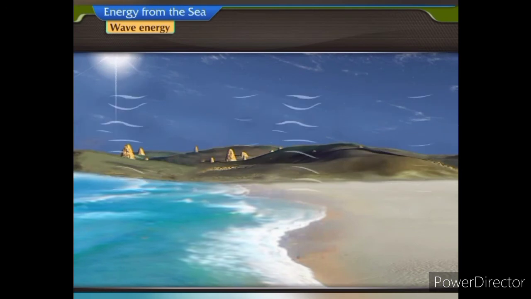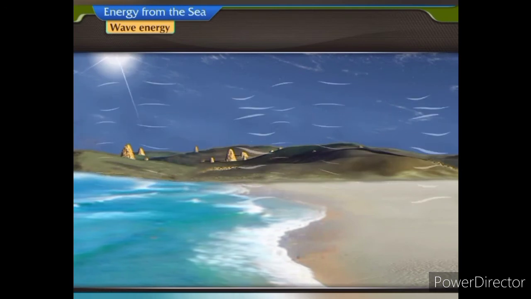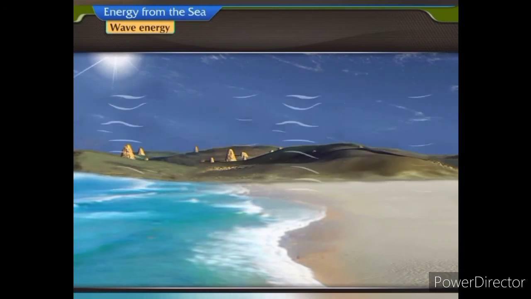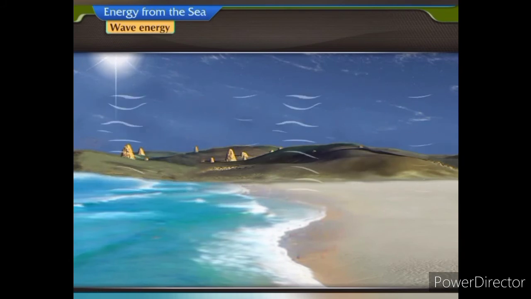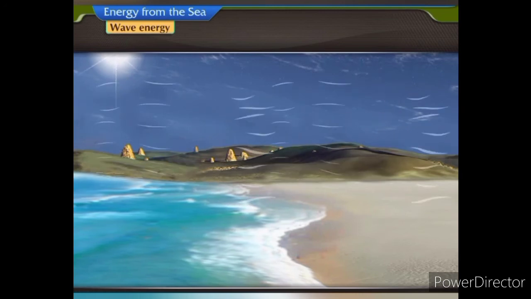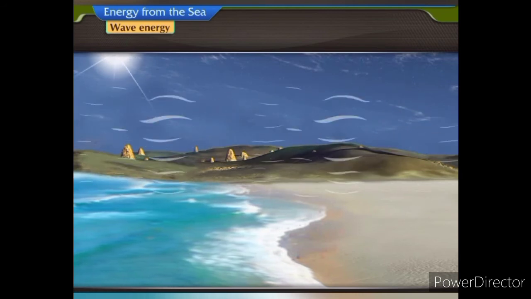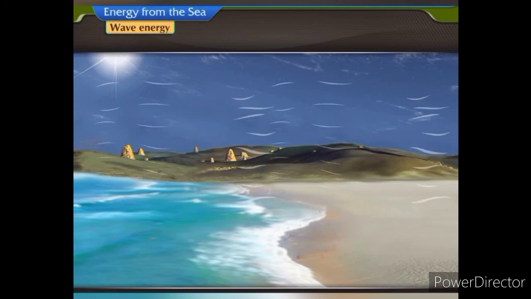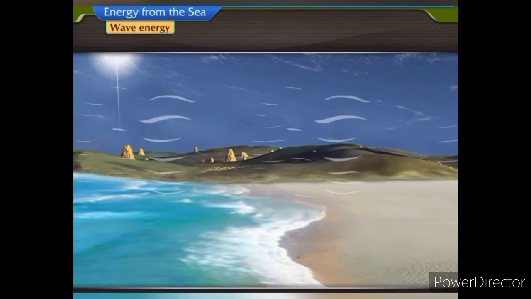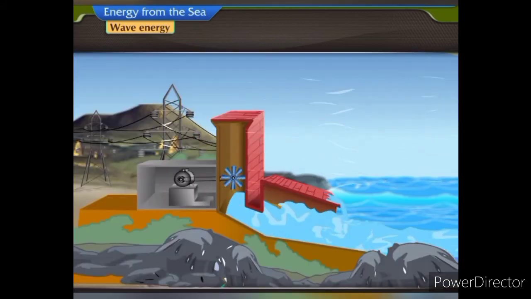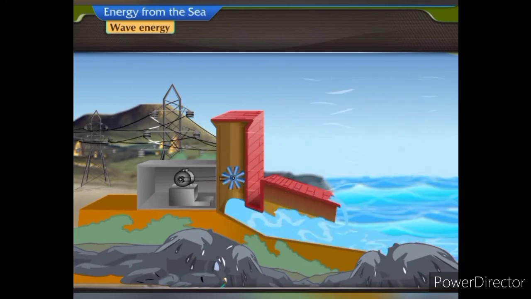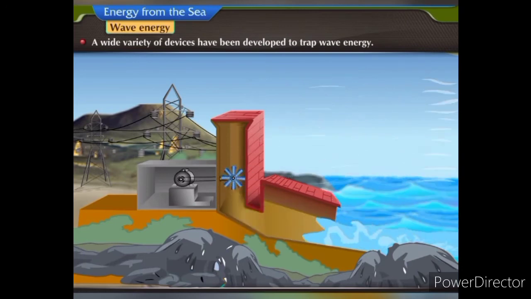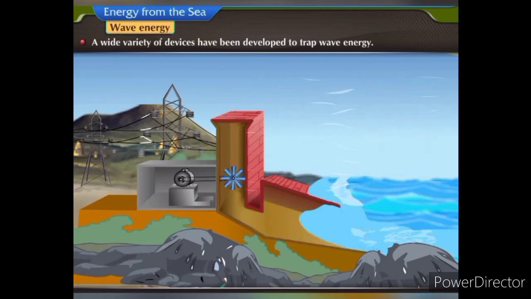Wave energy. Waves are caused by the strong winds blowing over the surface of the ocean. In many areas of the world, the wind blows with enough consistency and force to provide continuous waves. There is tremendous energy in the ocean waves. This energy is used for the rotation of turbines that generate electricity. A wide variety of devices have been developed to trap this energy.